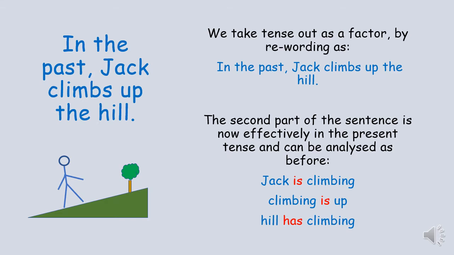The first thing we do is to take tense out as a factor by rewording the sentence as in the past Jack climbs up the hill. Now the second part of the sentence is effectively in the present tense and can be analysed just as before to give Jack is climbing, climbing is up, hill has climbing.